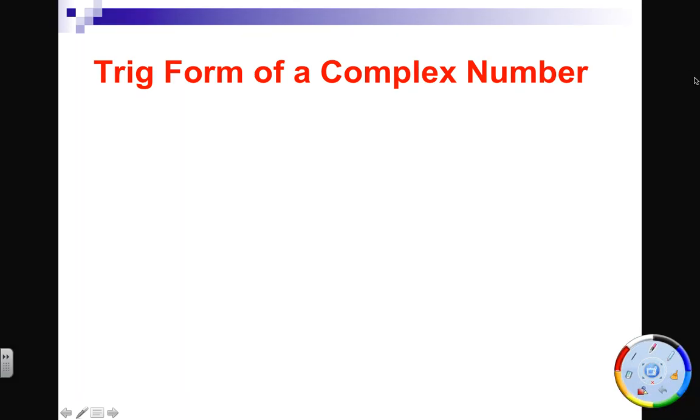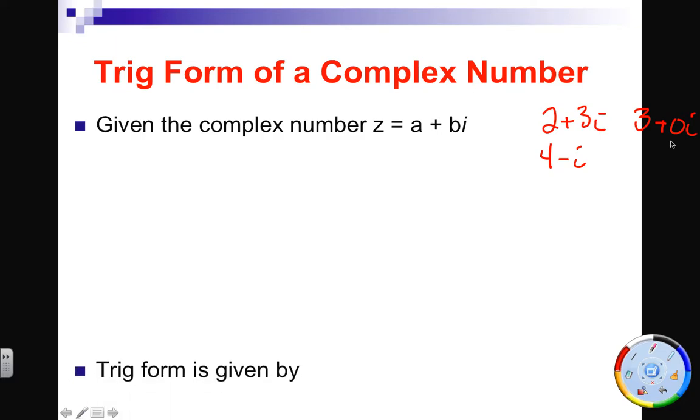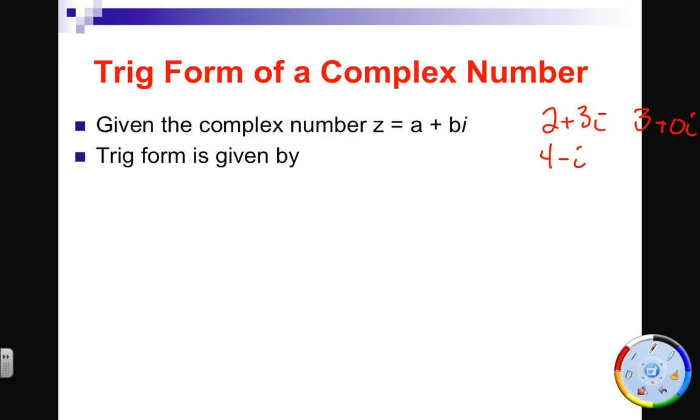Now, a complex number is, as we recall, z. We always use the letter z for some reason in math. a plus bi, something like 2 plus 3i or 4 minus i. Those are complex numbers. Or even 3 minus 0i or 3 plus 0i. So that's like a real number in complex form. All right, so these are complex numbers. You probably remember that from last year or maybe earlier this year.